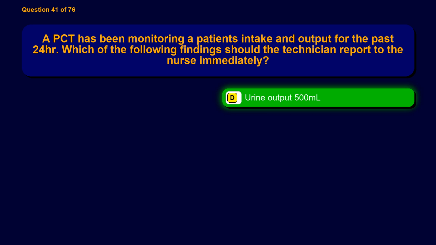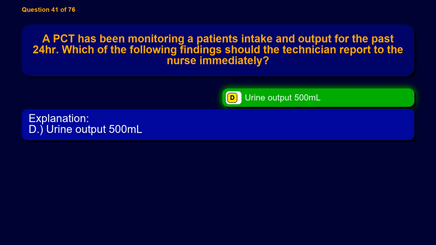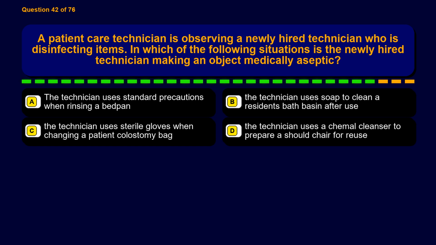The correct answer is option D, urine output 500 ml. D, urine output 500 ml. Question 42. A patient care technician is observing a newly hired technician who is disinfecting items.